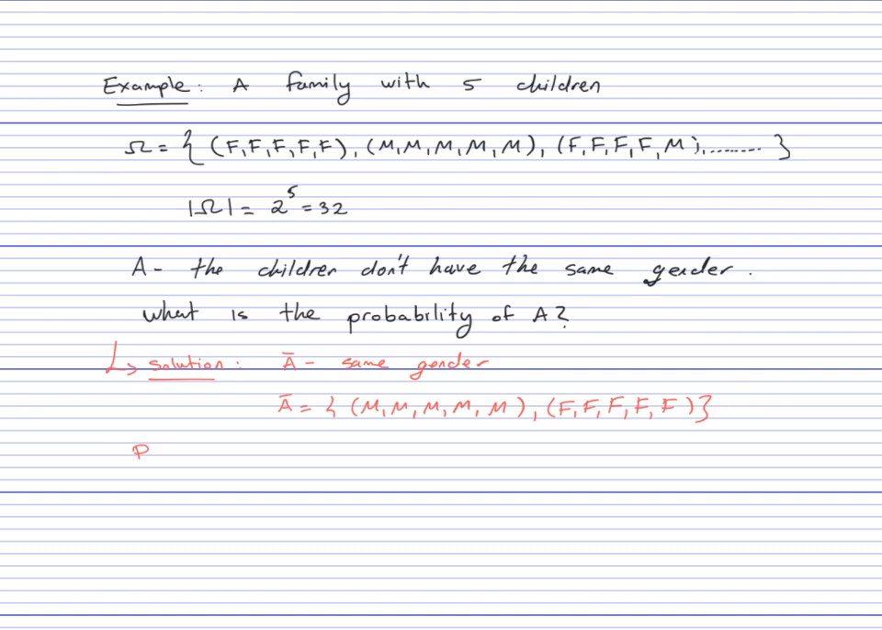So the probability of the complement of A is the cardinality of the complement over the cardinality of omega. So it's 2 over 2 to the power of 5, which is 1 over 2 to the power of 4. But unfortunately that wasn't the question. I want to compute the probability of A, not the probability of the complement of A. From one of the properties that we mentioned in class, the probability of A is exactly 1 minus the probability of the complement of A. That means that to compute the probability of A, the only thing you need to do is take 1 minus 1 over 2 to the power of 4. And that's all the question.